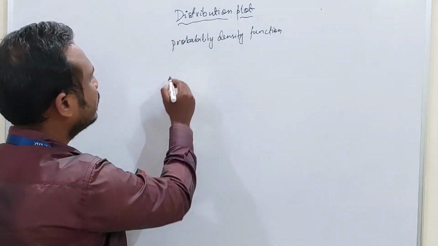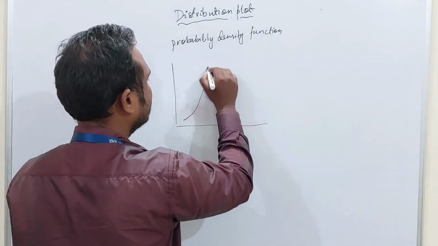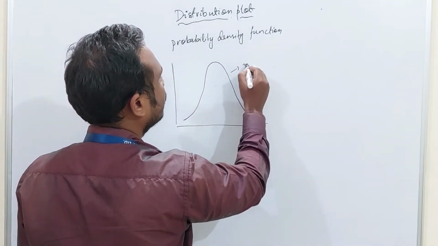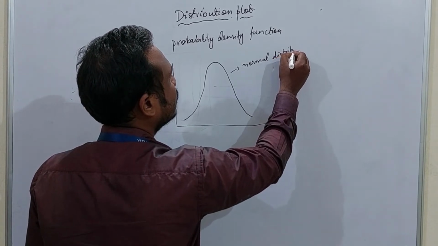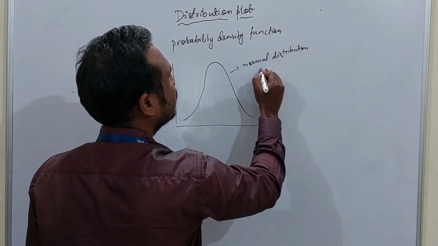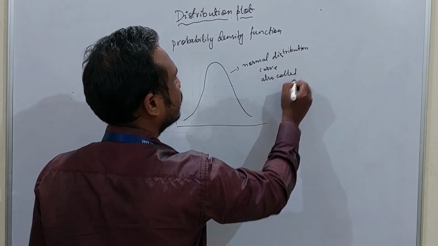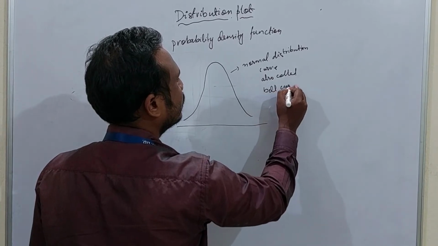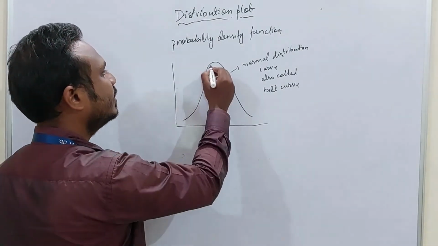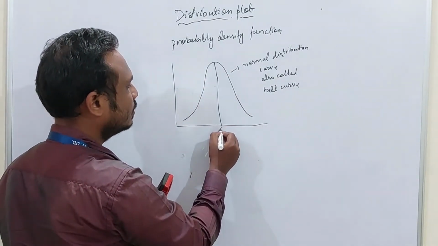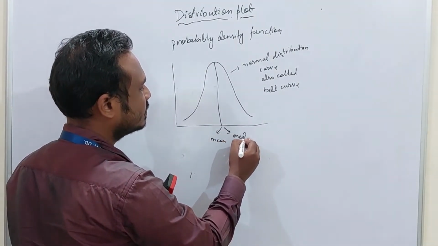Okay, so here the graph looks like this. In a generalized way, the graph looks like this. It is called the normal distribution curve, also called the bell curve. Here the mean and median value lie in the center.